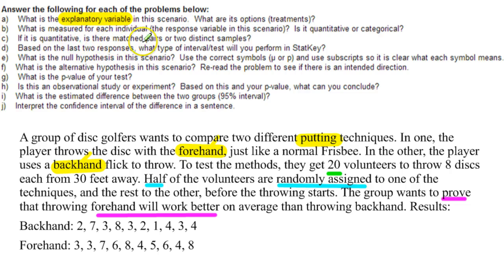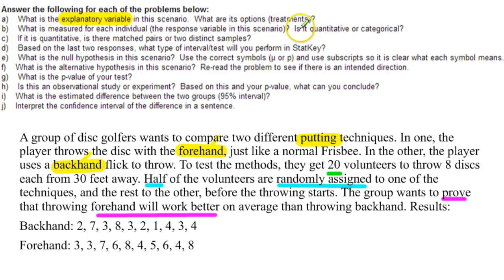B says, what is measured for each individual, or what is the response variable in this scenario? Now, what are we actually measuring? We throw the frisbee from 30 feet away, and the group wants to prove that this is going to work. Here are the results below. It doesn't state it, but each of these represents how many baskets were made, and I'll make sure that gets added into the problem by the time you see it. Each of these represents how many discs were made when they putted. So the response variable is how many makes out of our 8 that they tried.